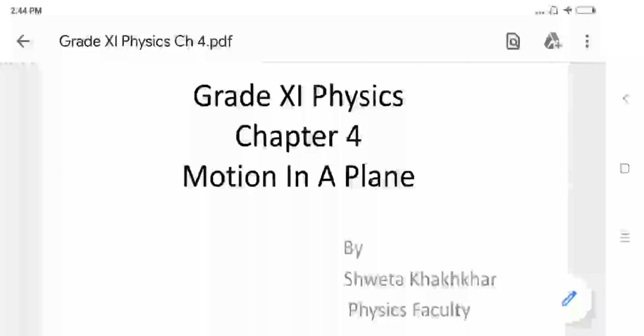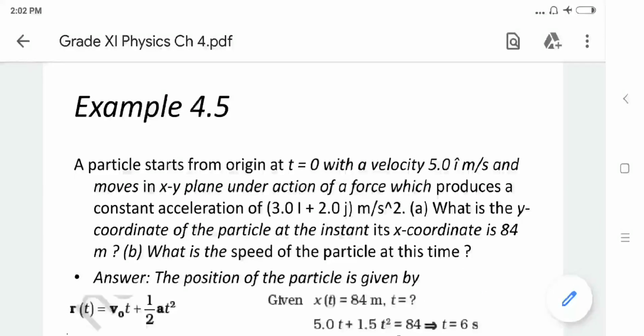Hello students, let us start our new session of chapter number 4, Motion in a Plane. Let us start with the example regarding the same.